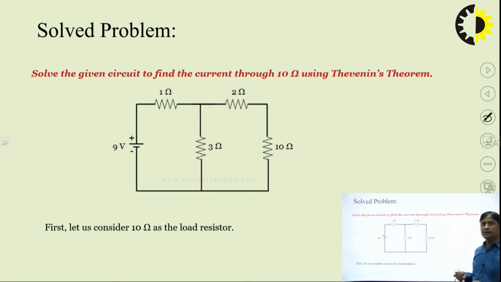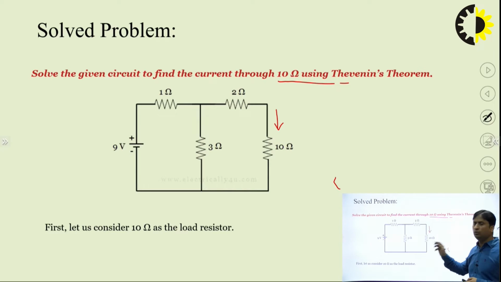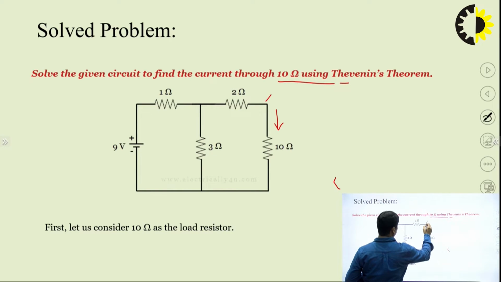Now let us see one problem based on the Thevenin theorem. Suppose we are given a circuit and have to find the value of current through the 10 ohm resistance using Thevenin's theorem. That means you have to find the current through this particular 10 ohm branch. So we consider this 10 ohm as the load resistance. Suppose we call the two points A and B.